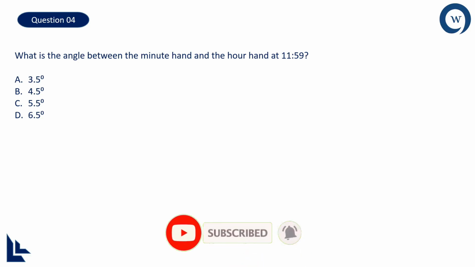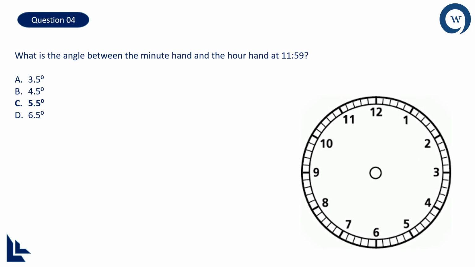I hope many of you have already got the answer. It is 5.5 degree, but how? Very simple calculation. Hour hand will point to 11 exactly at 11 o'clock. And now the time is 11:59, and now the representation is something like this. And how to find out this angle is the question.